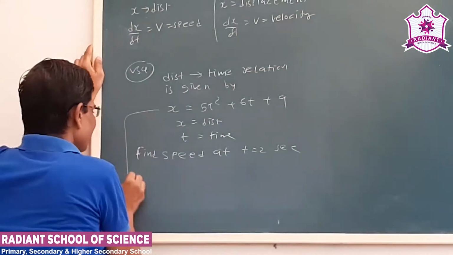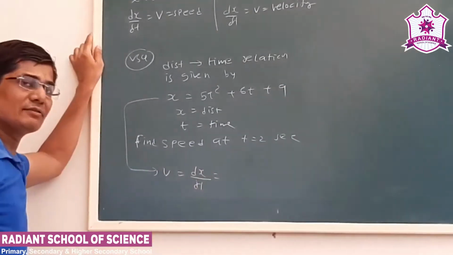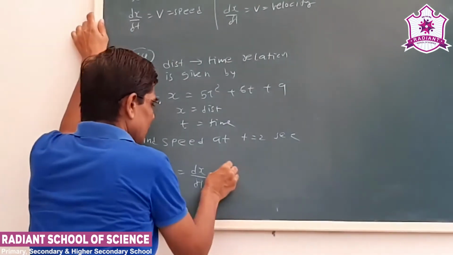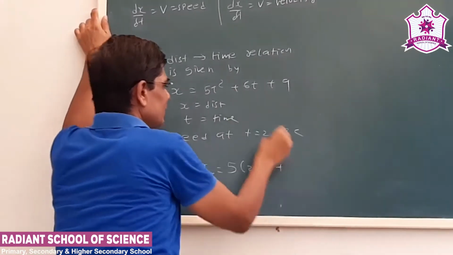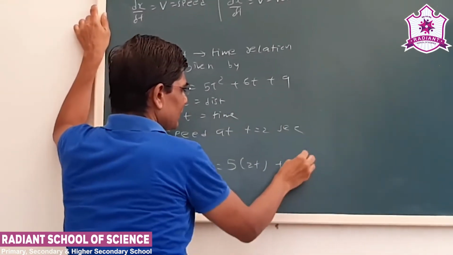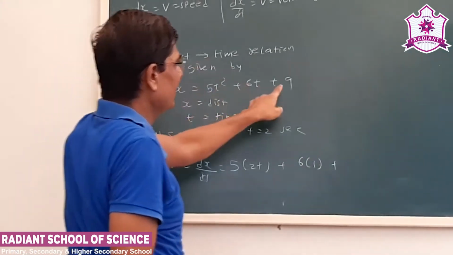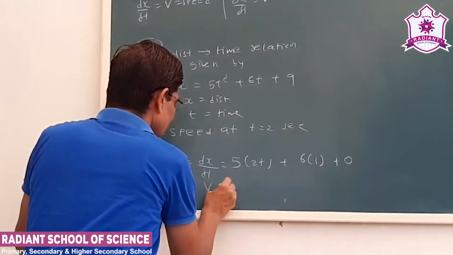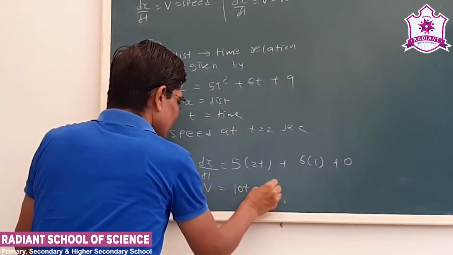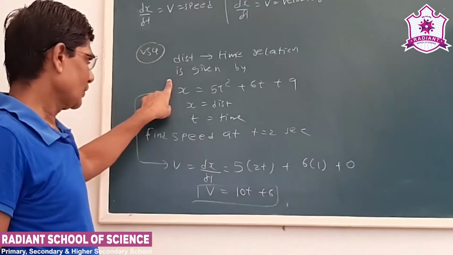Now see, we know v is equal to dx by dt. Just now we have seen the rule of differentiation. 5 is a constant term, the derivative of t square will be 2t. Here 6t, 6 is a constant term, the derivative of t is 1. The term 9 does not contain t, so its derivative will be 0. So our relation for v will be 10t plus 6. This is the equation for the instantaneous speed.